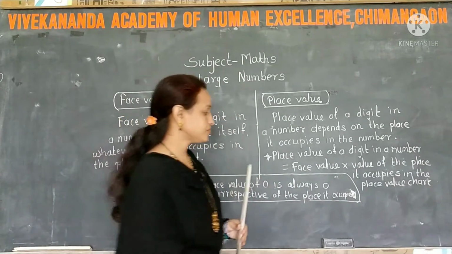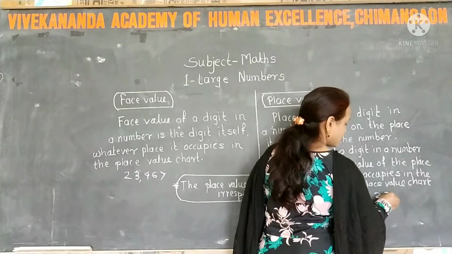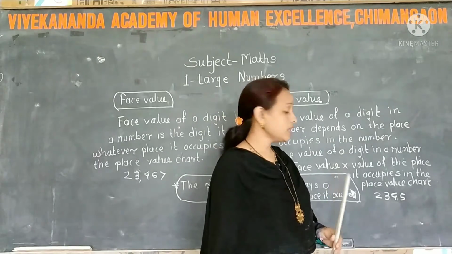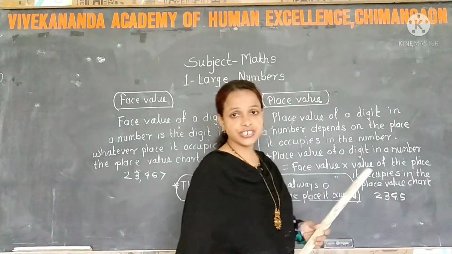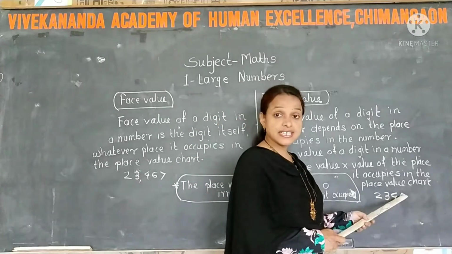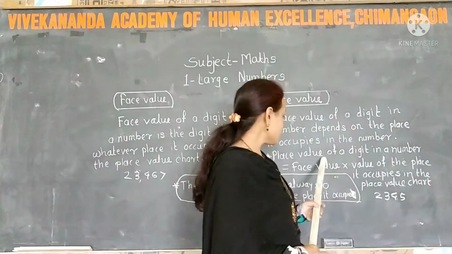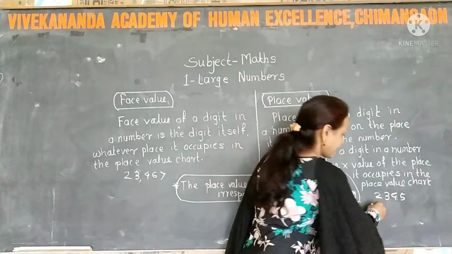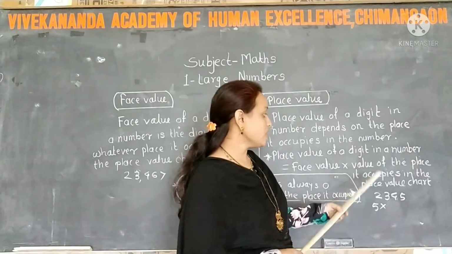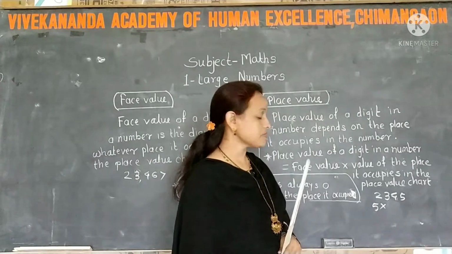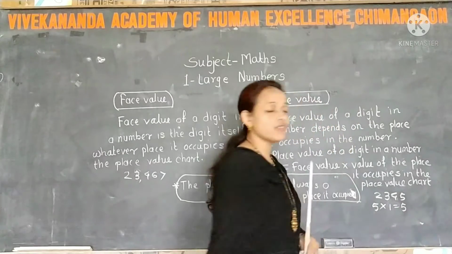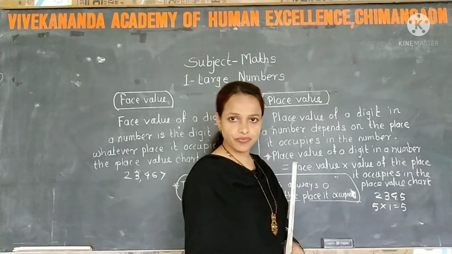For example, 2345. Now here we have to find the place value of each digit given in that number. Look at that. Here digit 5 is at the 1's place. Face value of 5 is 5. And at which place is it? 1's place. So the value of the place it occupies in the place value chart is 1. So 5 multiplied by 1, we get 5. So place value of 5 is 5.